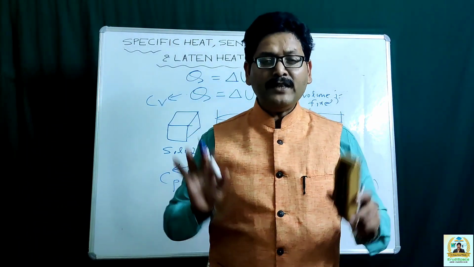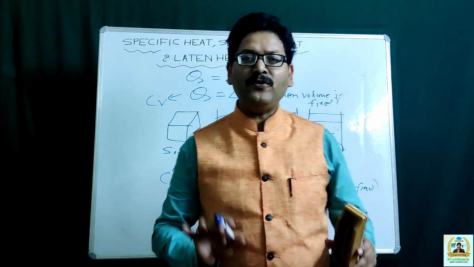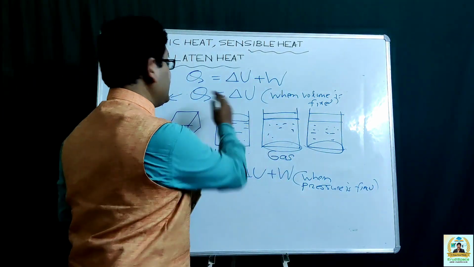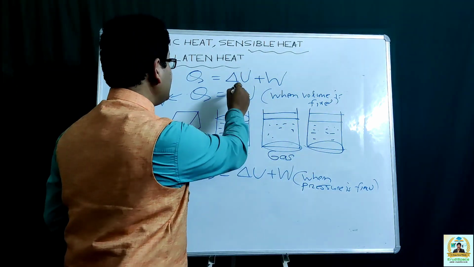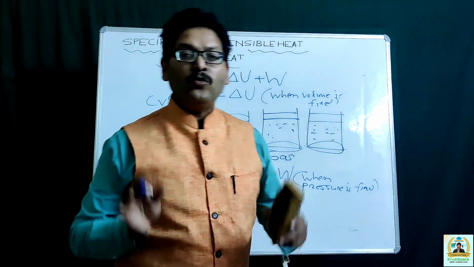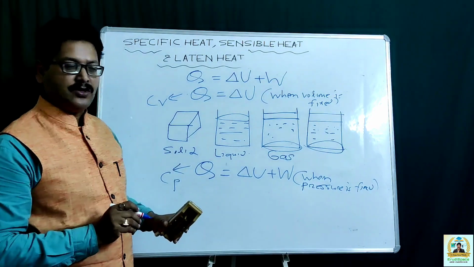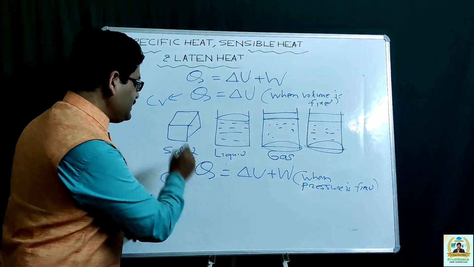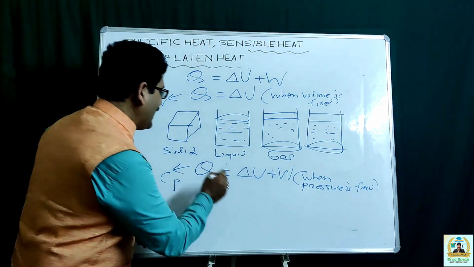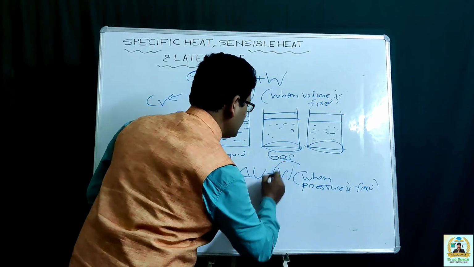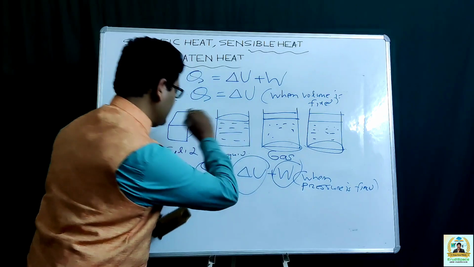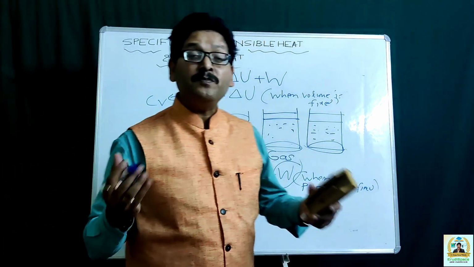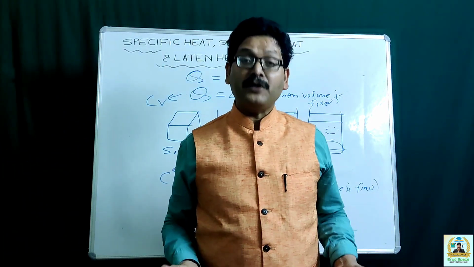Now, what is the fundamental difference between CV and CP? In this case, whatever is the heat added is stored as increase in internal energy, which brings about a rise in temperature. Whereas in this case, part of the heat energy is used in expanding, and the remaining part is stored as increase in internal energy, which brings about a rise in temperature.